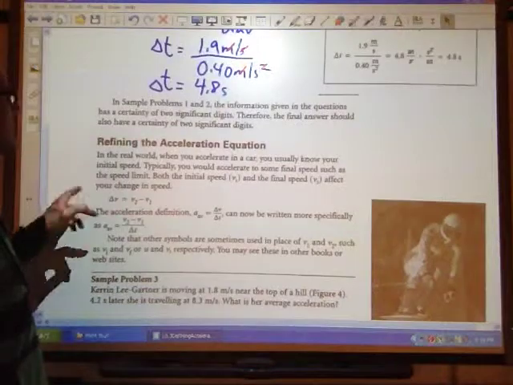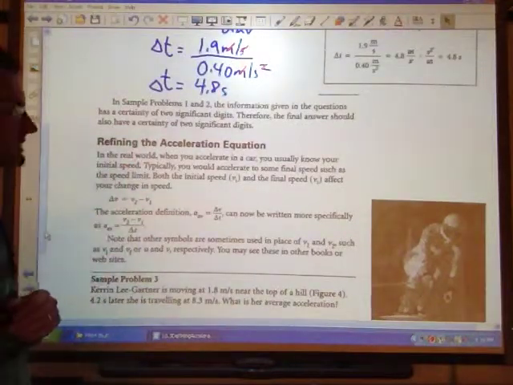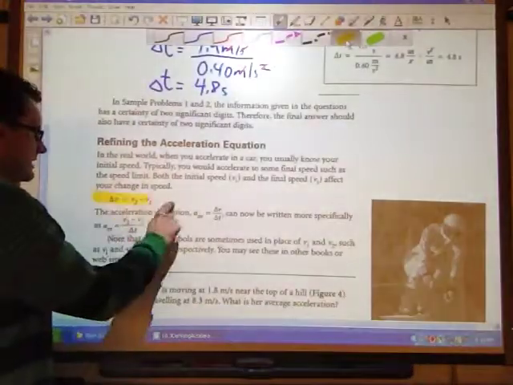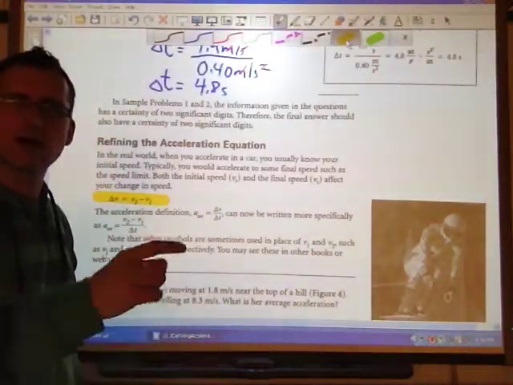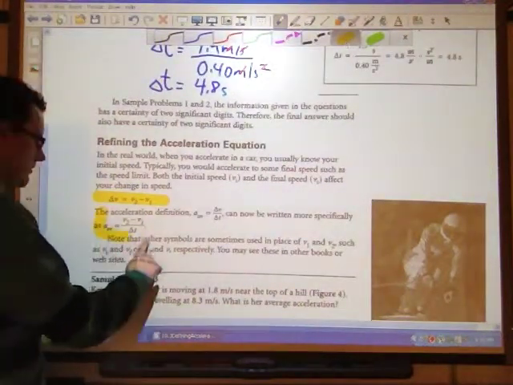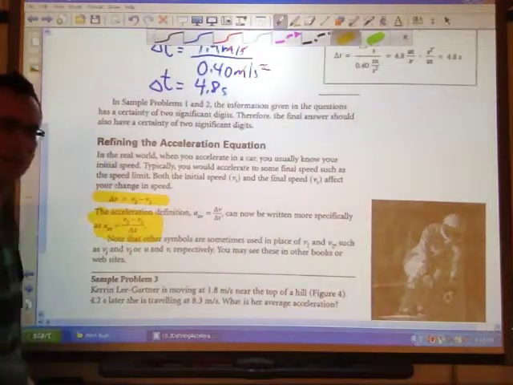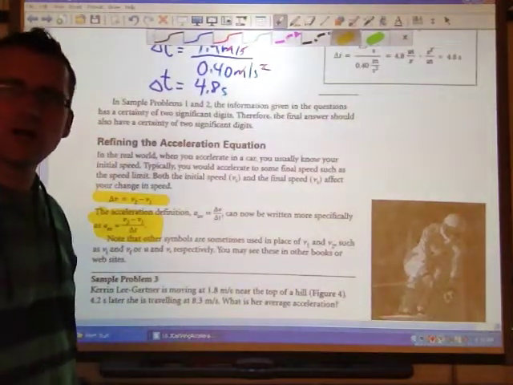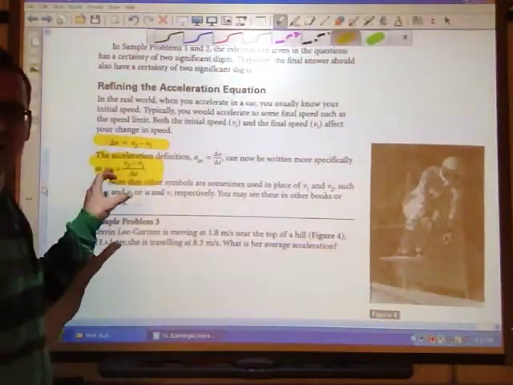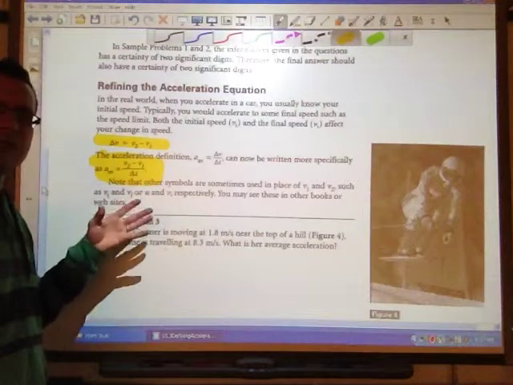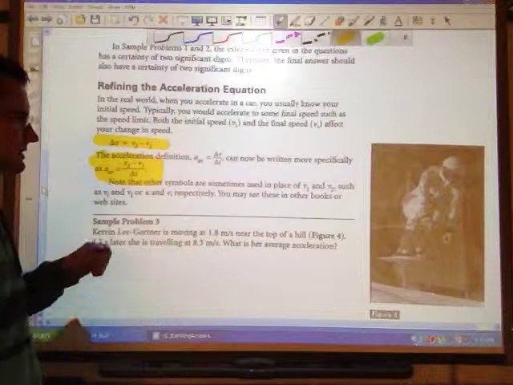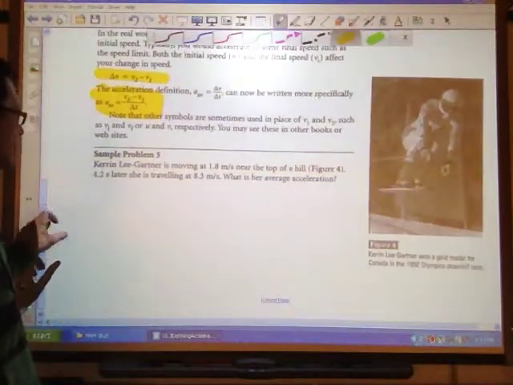Then looking at the bottom here, they talk about refining the acceleration equation. If we know that change in speed is v2 minus v1, or final speed minus initial speed, we can think of the equation as v2 minus v1 over delta t. Okay? We're not going to go too in-depth into that. We're just going to do somewhat easier examples in which we're given the initial speed, final speed, and we're asked to figure out the change in speed, as you'll see here.